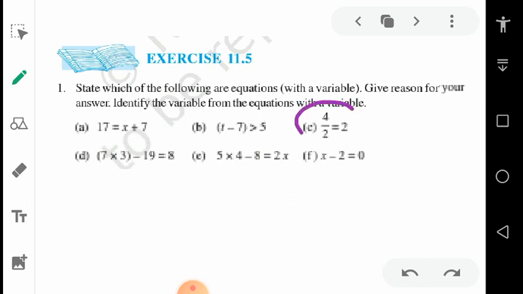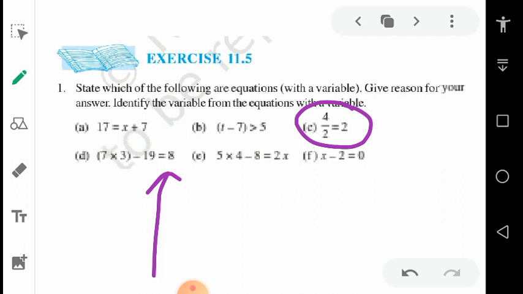Third one, it is an equation, but not in a variable because all the values are constants, 4 and 2, so there is no variable like x and y. It is an equation but not in a variable, so this is not the answer. Fourth one, you can see it is an equation as there is an equal sign, but a variable is not there, so it is not an equation with a variable. Though it is an equation, it is not an equation with a variable, so it is not the answer.